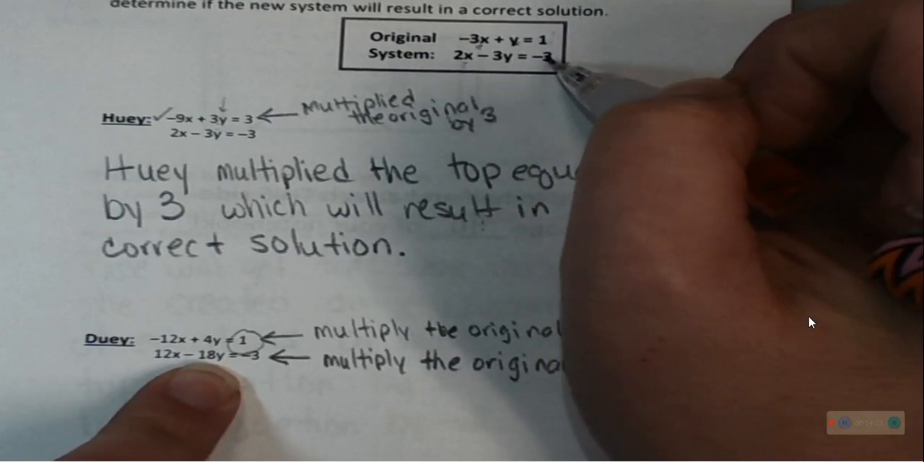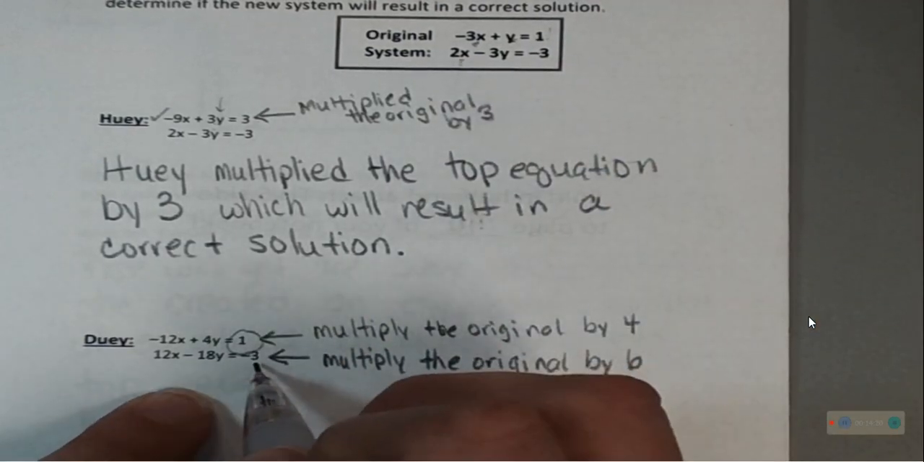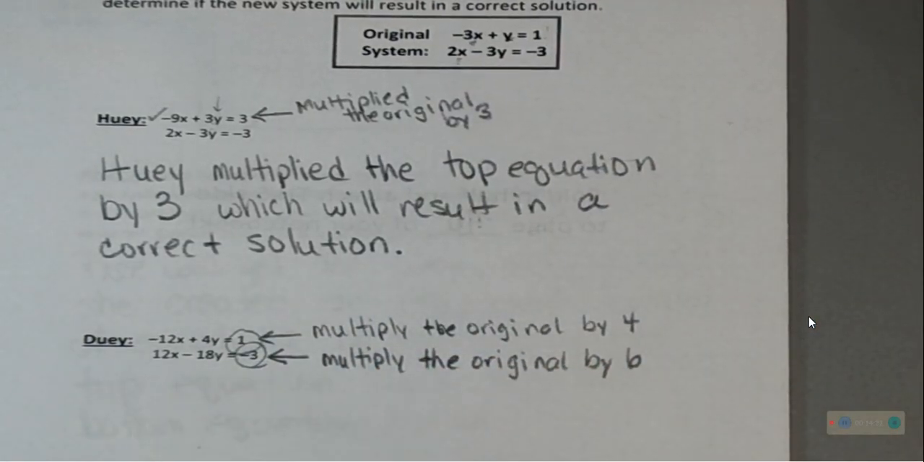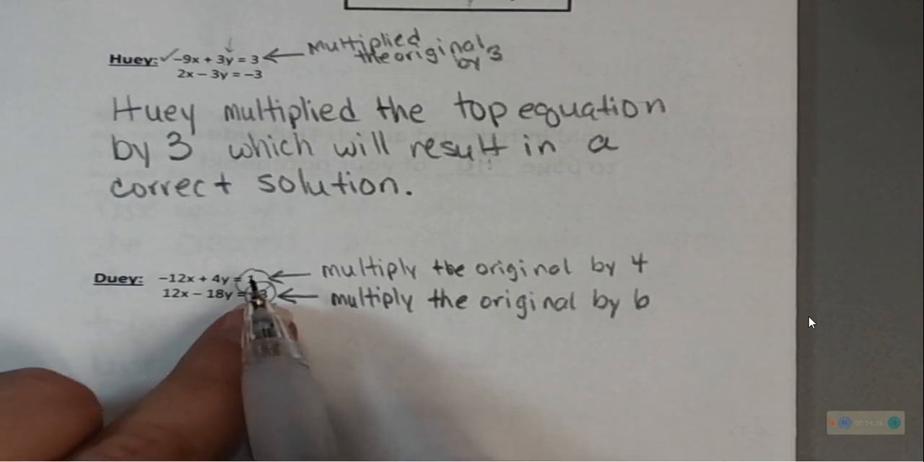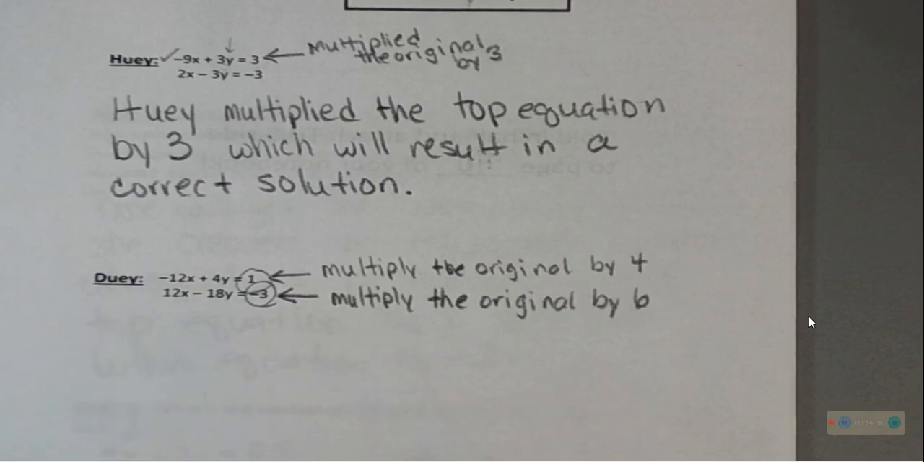What is negative 3 times 6? Negative 18. So did he do that right? No. So Dewey obviously has a certain problem. What is his issue? Because he did it twice. Not distributing to the constant. So since he didn't distribute to the constant, is he going to get the right answer?